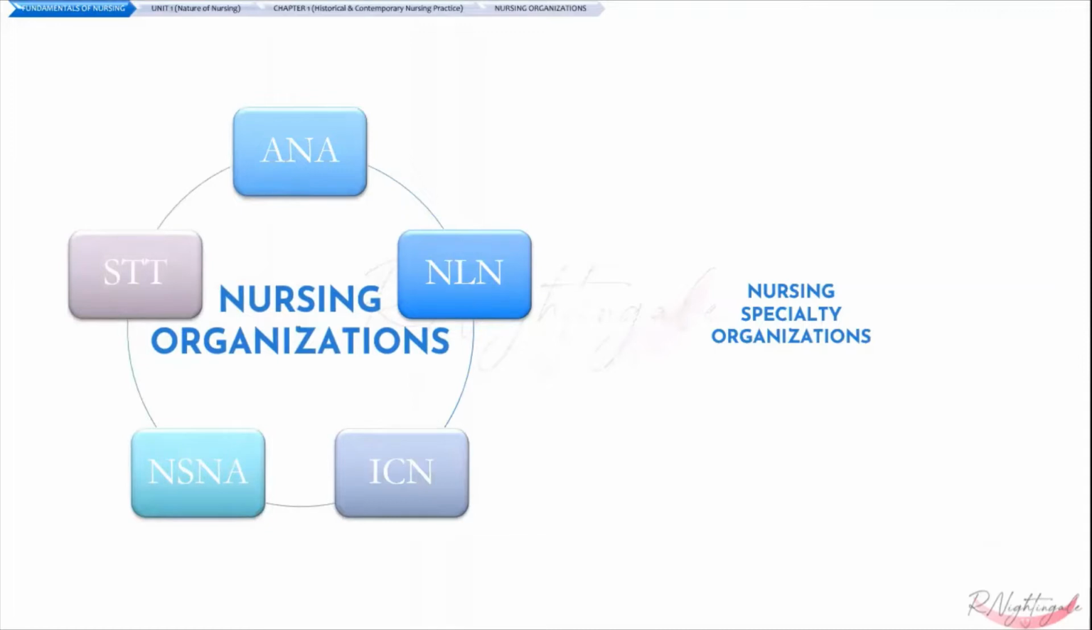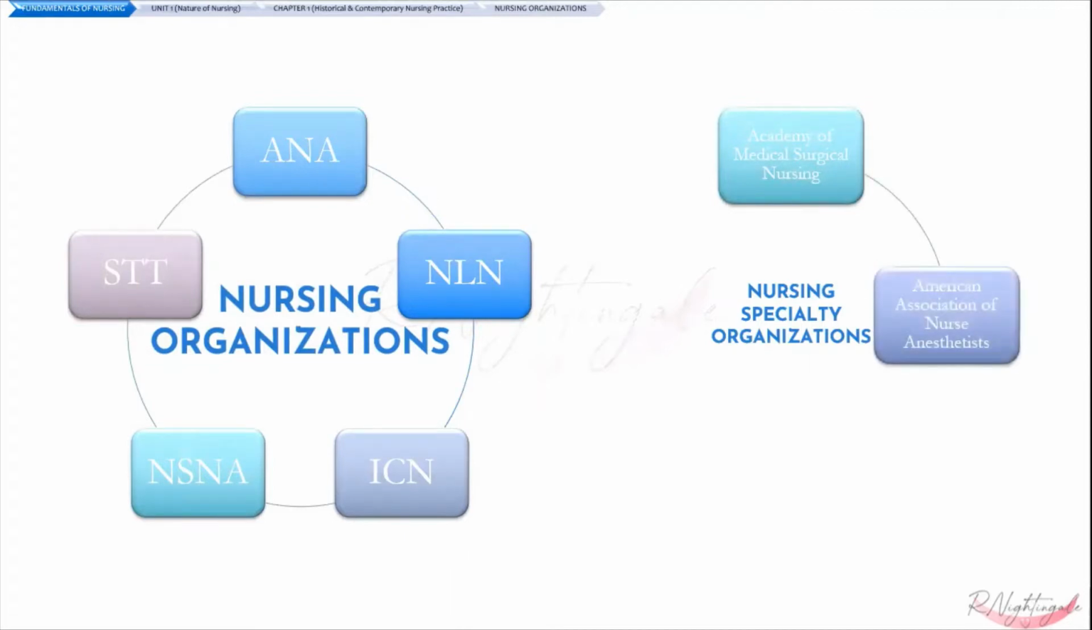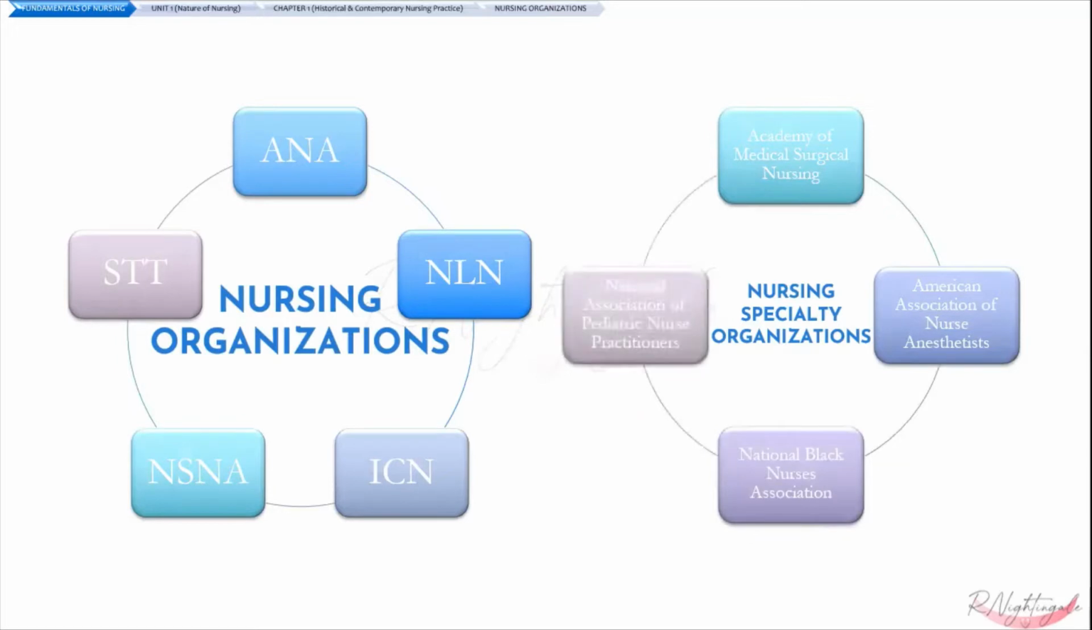The number of nursing specialty organizations is also increasing. For example, the Academy of Medical Surgical Nursing, American Association of Nurse Anesthetists, National Black Nurses Association, and National Association of Pediatric Nurse Practitioners. For this lecture, we're going to focus on the nursing organizations. Participation in the activities of nursing associations enhances the growth of involved individuals and helps nurses collectively influence policies affecting nursing practice.